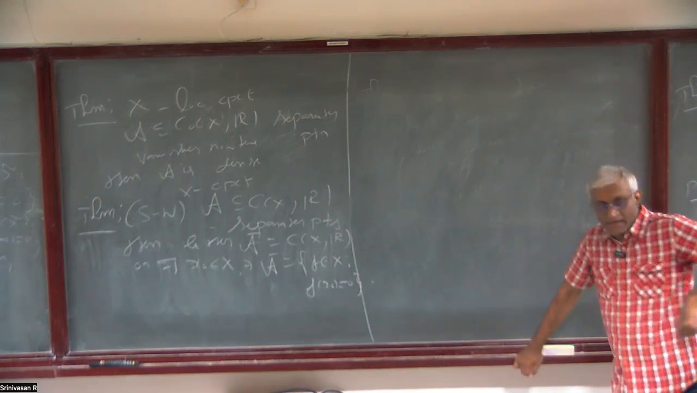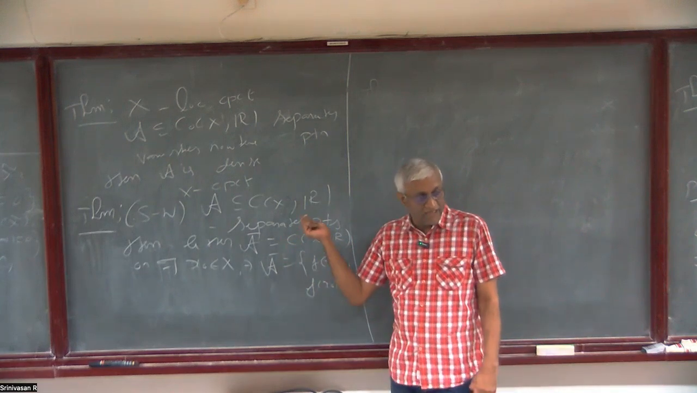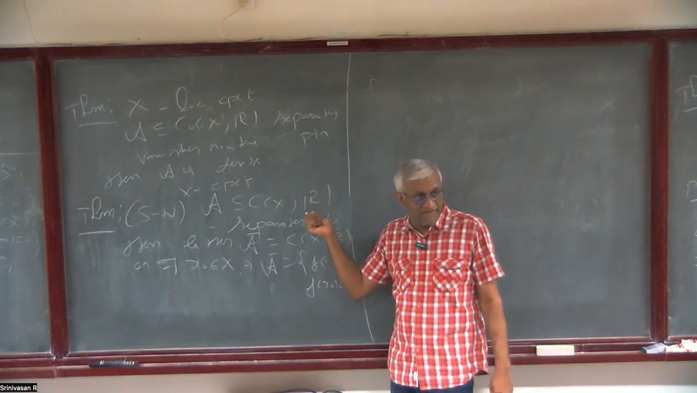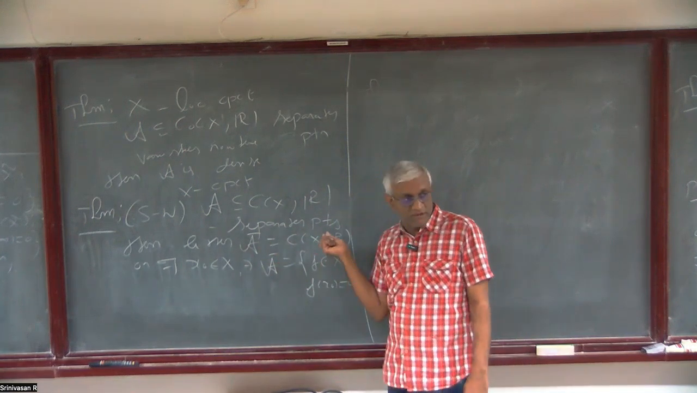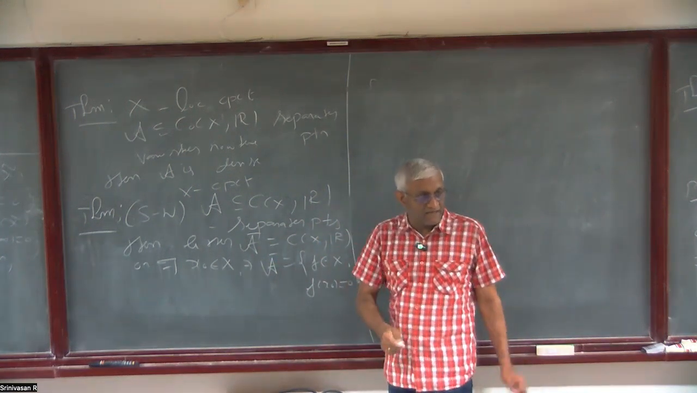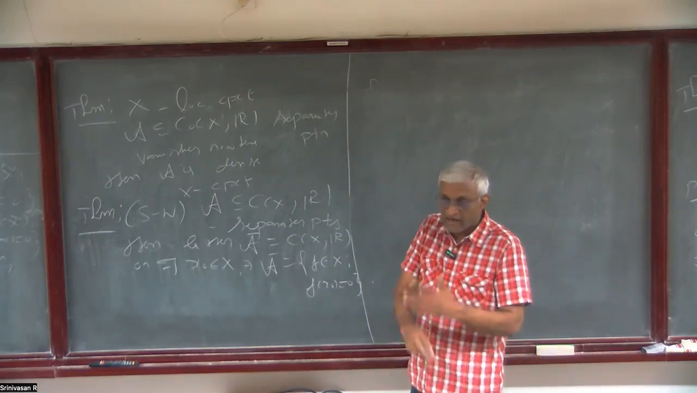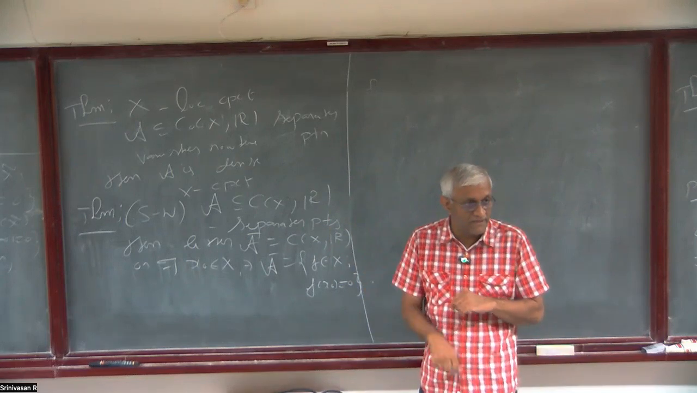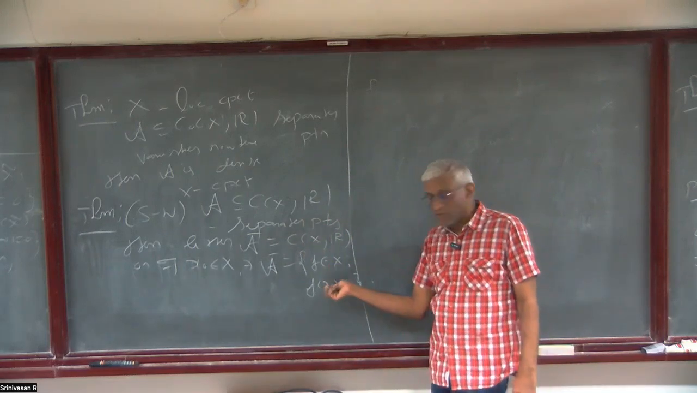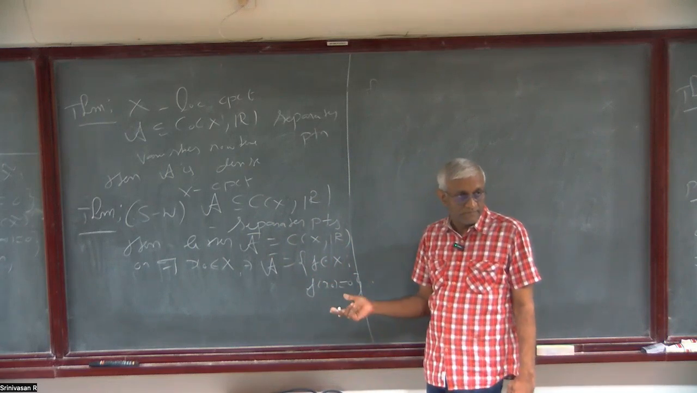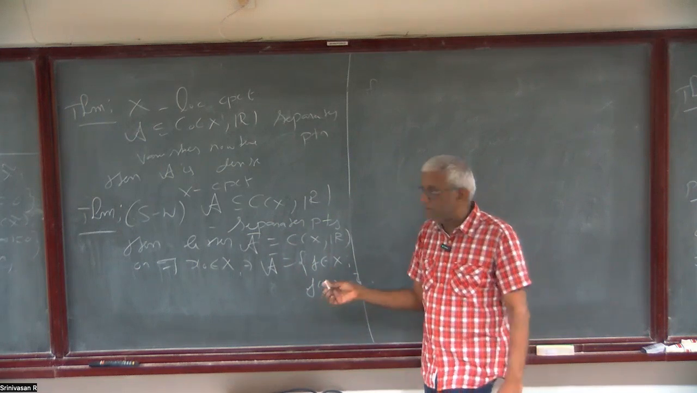So this is the statement. Here one condition is missing. It separates points we are assuming. We are not assuming that it vanishes nowhere. If it vanishes nowhere, then it will be equal to this. If it does not vanish nowhere, then it has to vanish at some point. That's what it means. It cannot vanish at more than one point, otherwise it will not be separating points. So it has to vanish at one point, and then it has to be equal to this. So you have to prove that this is equal to that. So we will prove this.